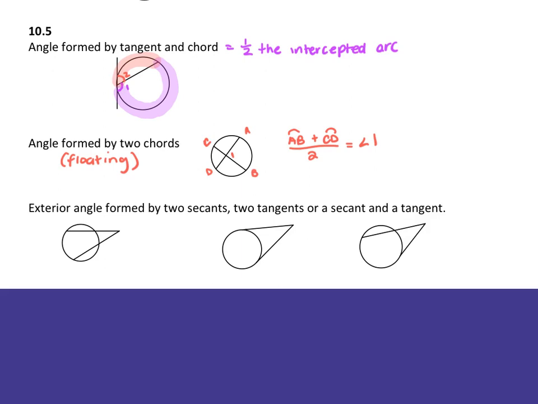And then we had 3 exterior angles. Each of them is the big arc minus the little arc divided by 2. So if I wanted to know this first one, I would do big arc minus little arc divided by 2. Second one is 2 tangents, big arc minus little arc divided by 2. Last one is a tangent and a secant, big arc minus little arc divided by 2.